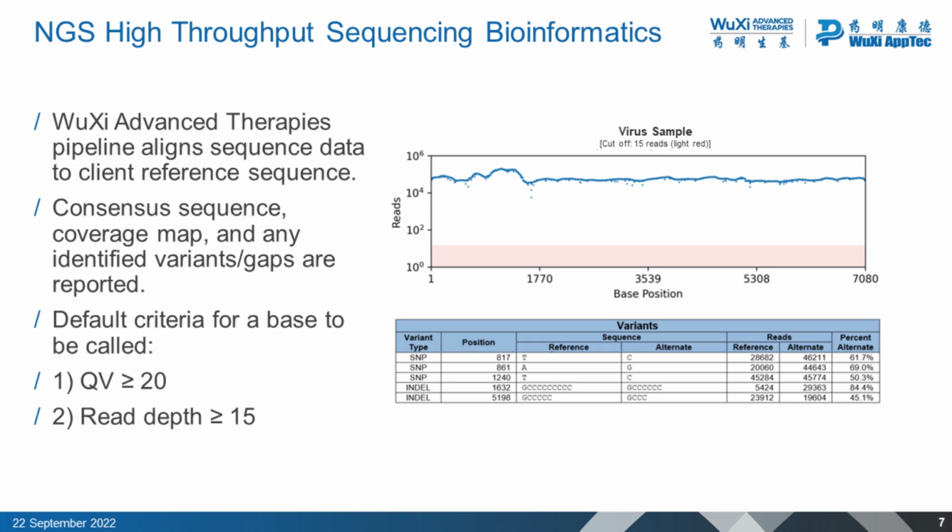This is how we use NGS for whole genome sequencing that could be applied to lentiviral vectors or AAV vectors, and it can also be applied to the helper material that is used in the manufacturing of novel cell and gene therapy products.